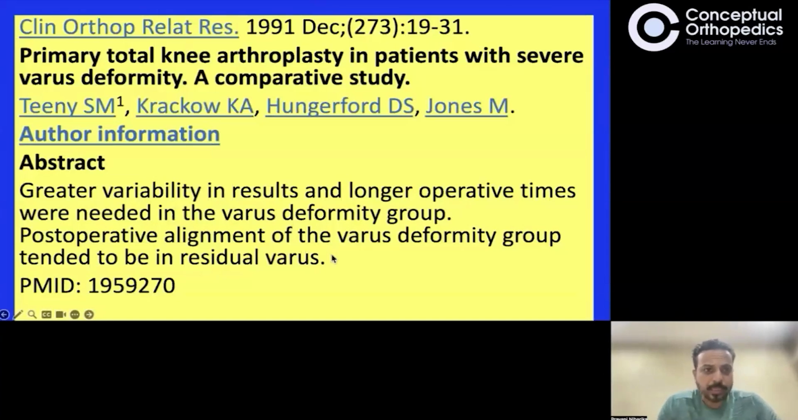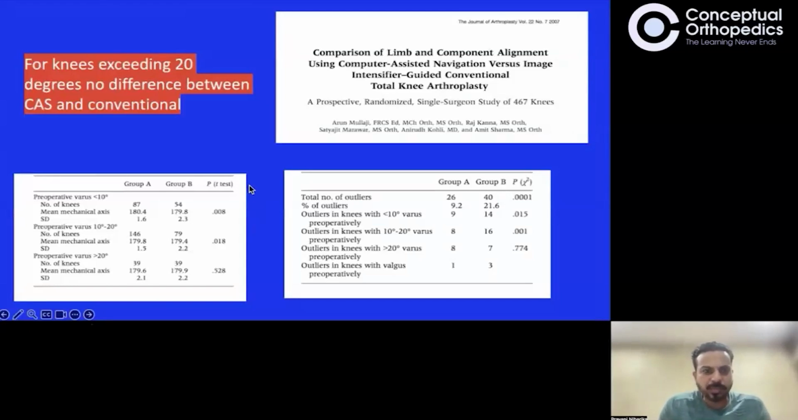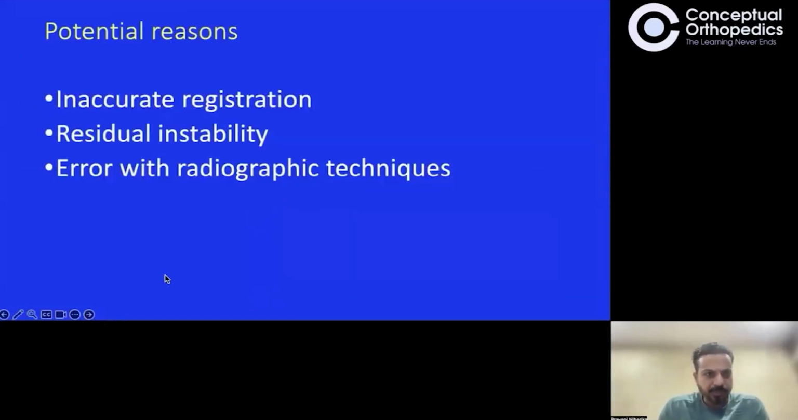Now, why is the understanding of total knee arthroplasty with severe varus deformity important? It has been shown in literature that there is a greater variability in results with longer operative times in severe varus deformity groups, and also the post-operative alignment tended to be in residual varus, and we all know that if you leave an overall alignment of more than 3 degrees of varus, the long-term outcomes may be suboptimal. The use of technology has not been shown to be beneficial in these cases, and in knees exceeding 20 degrees of varus, no difference between CAS and conventional has been demonstrated in the literature. Several potential reasons are listed, including inaccurate registration, residual instability, and possible errors with the radiographic techniques.